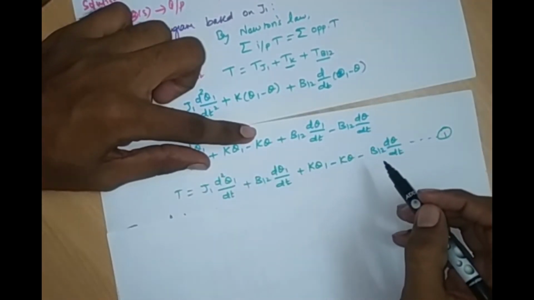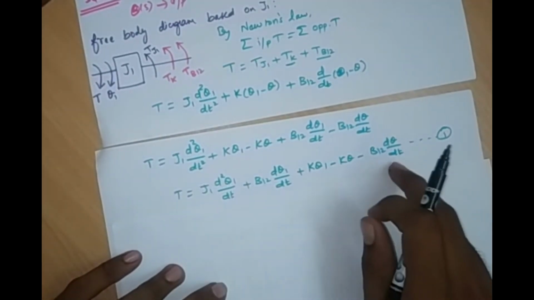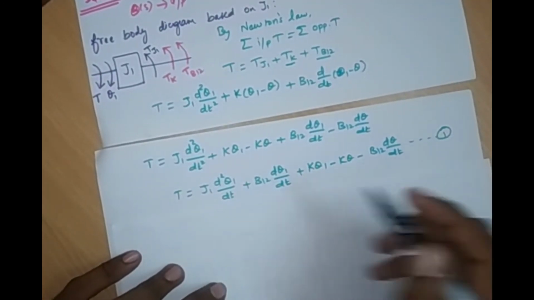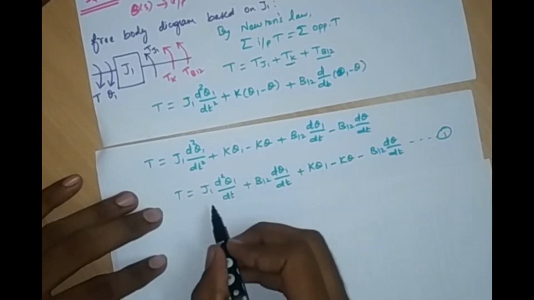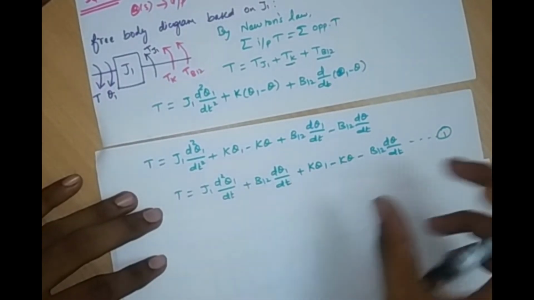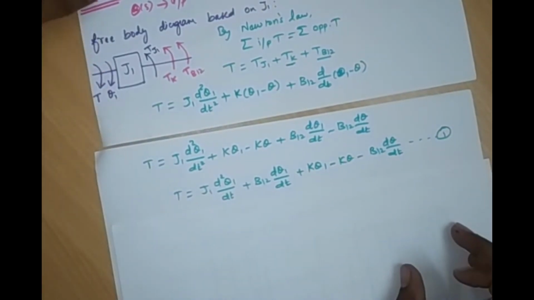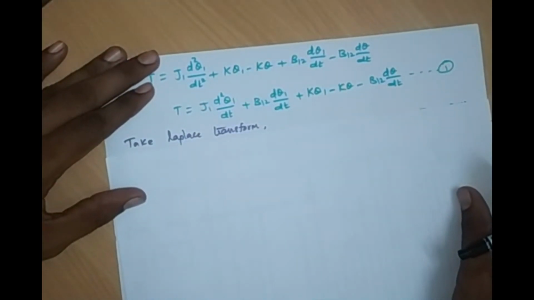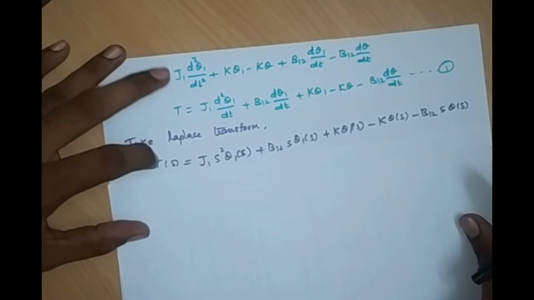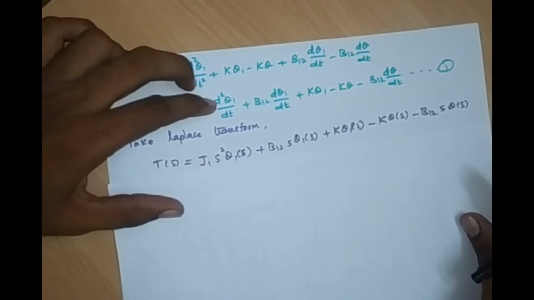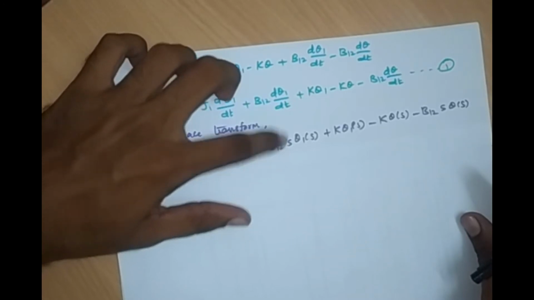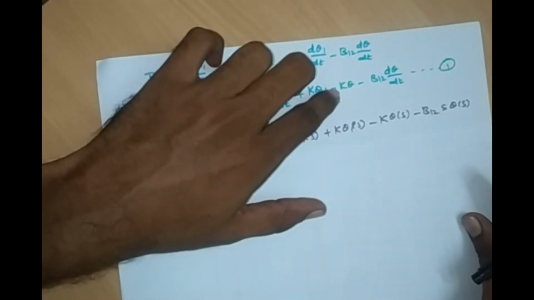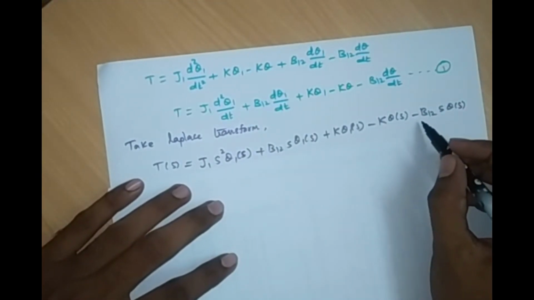Let's rearrange this equation and we will get the first differential equation, equation number 1. I am reordering these terms, writing the theta 1 terms first and the remaining theta terms second. Now take the Laplace transform. T will be T of s, J1 remains the same, d square by dt square becomes s square, theta 1 becomes theta 1 of s, B12 d by dt becomes B12 s theta 1 of s, K theta 1 of s minus K theta of s minus B12 s theta of s.